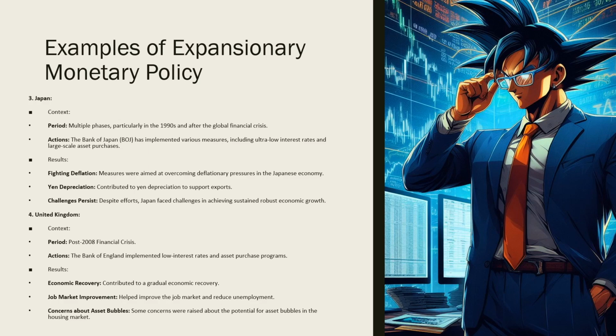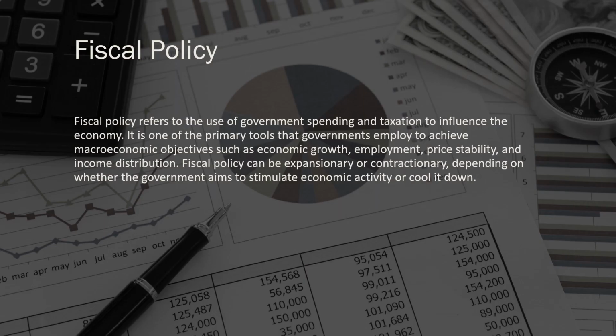Cool. And then let's talk about fiscal policy for a second. Now we're moving away from the Reserve Bank, and we're talking more about the government now. So fiscal policy refers to the use of government spending and taxation to influence the economy. So think about it like this. Monetary policy is when the Reserve Bank is influencing the economy. Fiscal policy is when the government is influencing the economy.